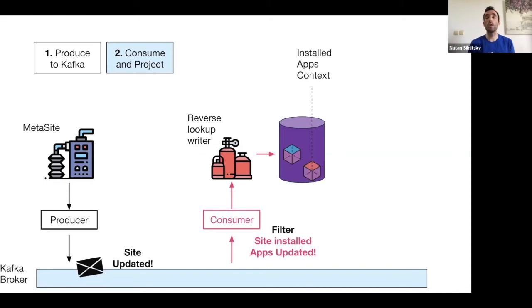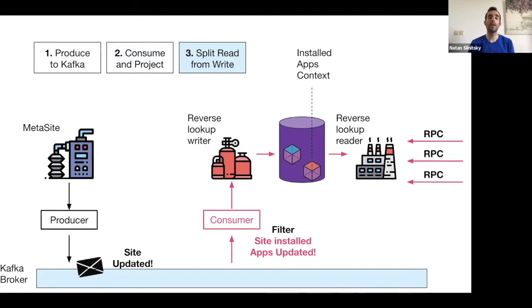And then in order to have better utilization and throughput, they created yet another service that's called the reverse lookup reader, and it splits the reads from the writes. So only this service will have the ability to read from the database, and it will serve the RPC requests that want to understand what's going on with the app's context of the website.